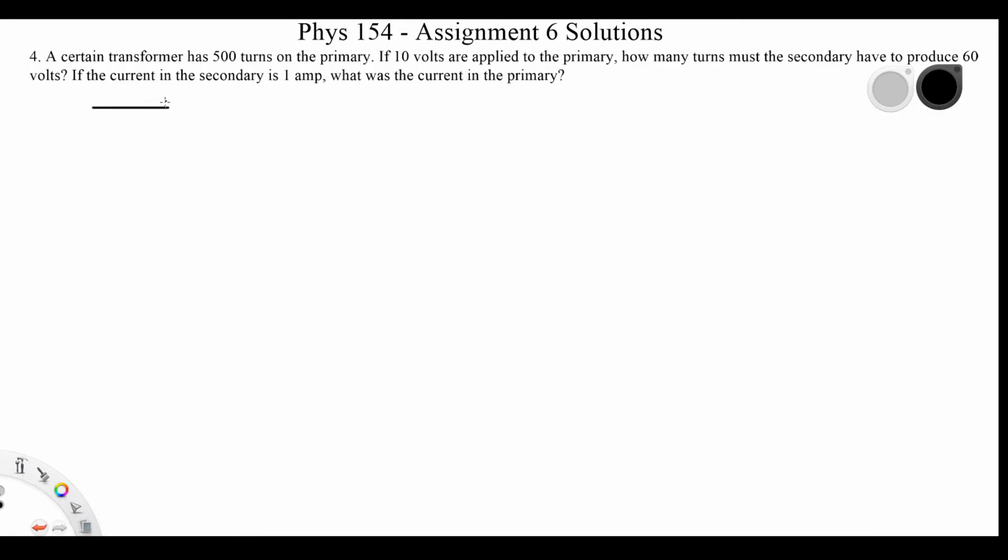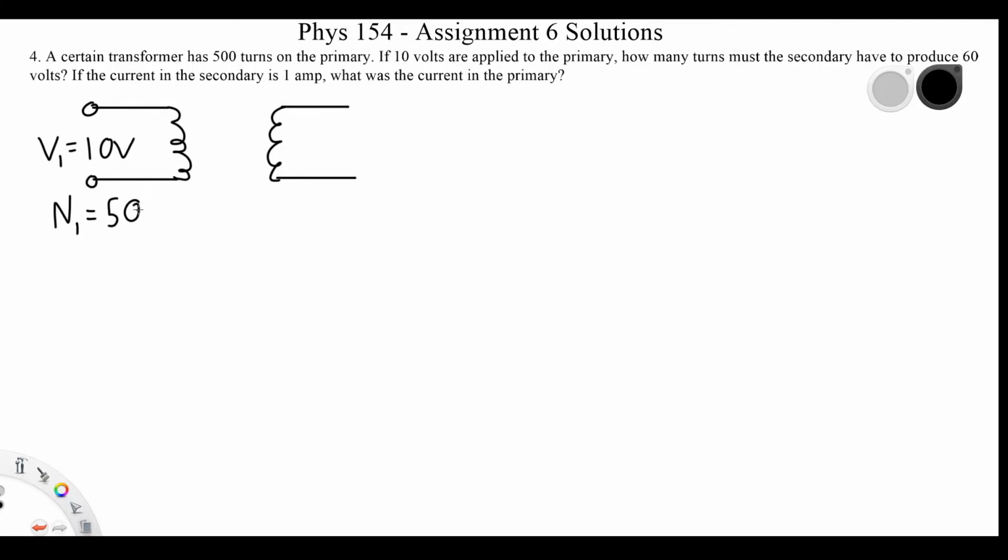Okay, so real quick, let's just draw a little doodle of our transformer. So here we have the primary, which has so many turns, and the secondary, which also has so many turns. Now we know that the potential difference across the primary is V1 equal to 10 volts, and that the number of turns it has, N1, is equal to 500. In the other case, we want the potential across it to be 60 volts, and we want to know how many turns we need to make this happen, right?